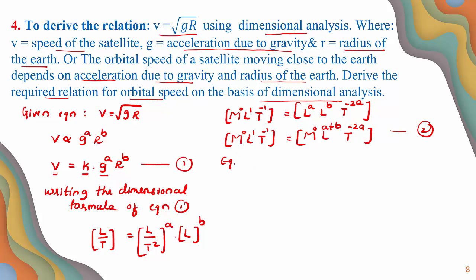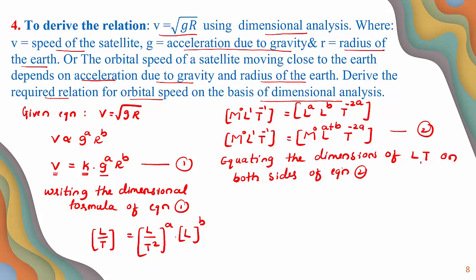What is the third step? Equating. Equating the dimensions. Equating the dimensions of L and T, because M is 0 here, L and T on both sides of equation 2. So compare these two values. M raised to 0, M raised to 0, leave it. So we have to compare only L and T.